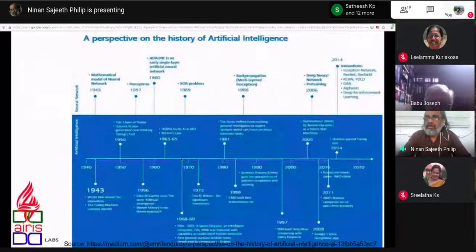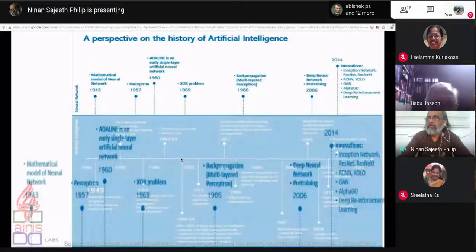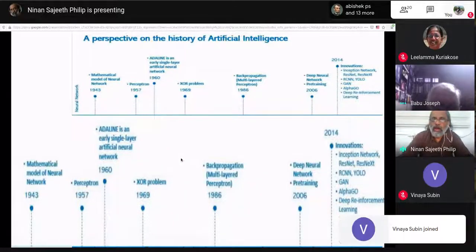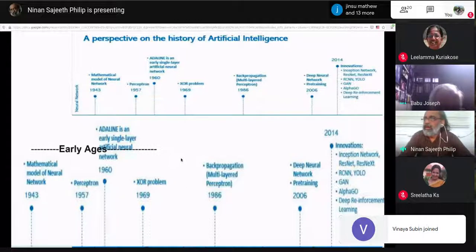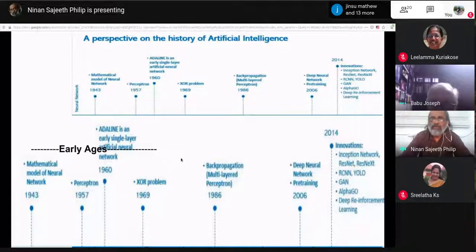Now, looking at the history, a perspective of the historic development of artificial intelligence, it can be divided into different epochs. If you consider the period prior to 1986, we may call it the early ages, where machines were just programmed to do tasks as we want. But in 1986, there was this backpropagation algorithm which came up, which gave way to feature-based learning.